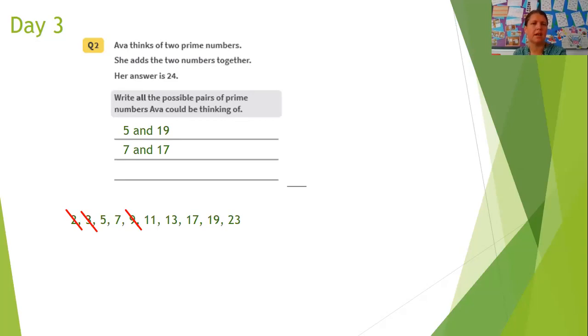What's my next prime number? 11. What do I add to 11 to make 24? Oh, I add 13, which is next to it. So that's my next pair, 11 and 13. So I've used the 11, I've used the 13, I've already used 17 because that went with 7. I've already used 19 because that went with 5. 23 is a prime number.